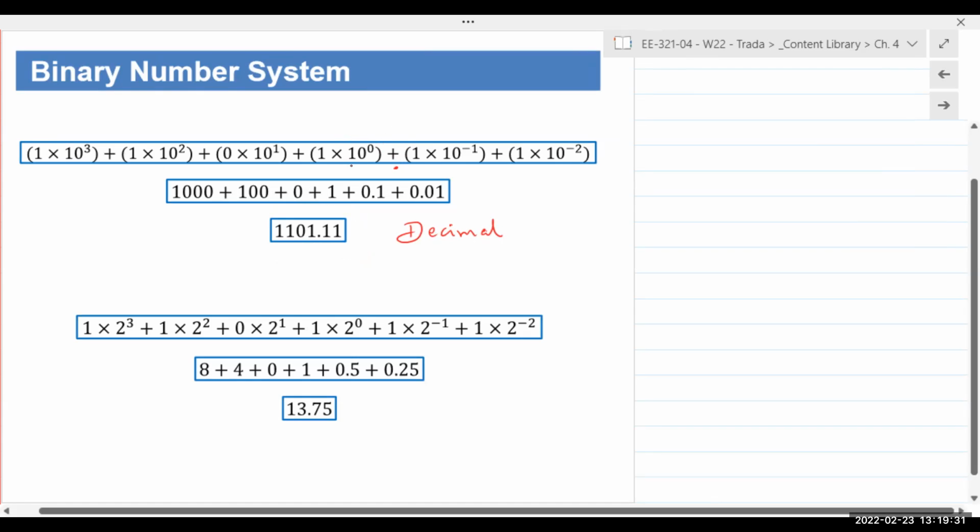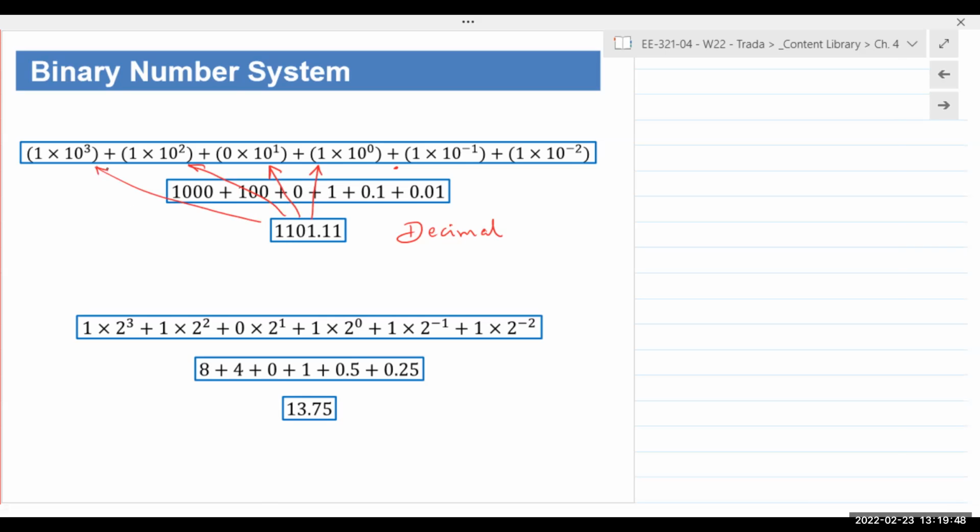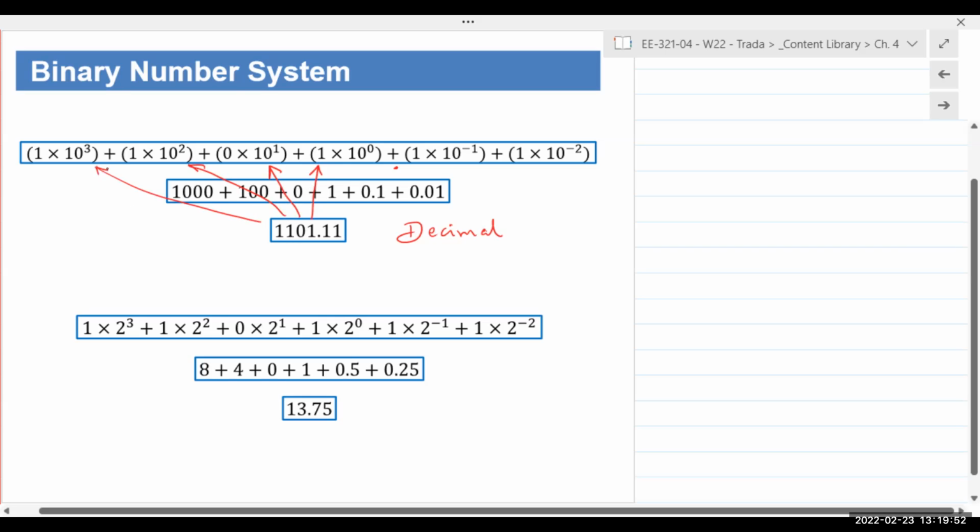So just to the left, we have 10 raised to 0. It's 1 times 10 raised to 0, 0 times 10 raised to 1, 1 times 10 raised to 2, and 1 times 10 raised to 3. So you get 1,000 plus 100 plus 1. And then on the right side of the decimal, you get 1 times 10 raised to minus 1. So 0.1 and then 0.01.